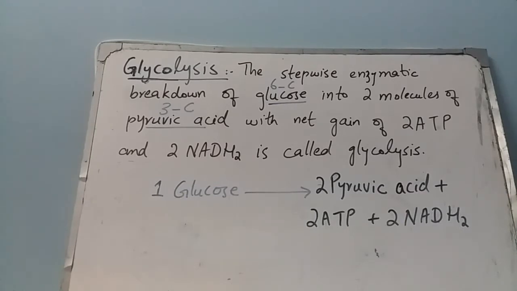Glucose, which is actually a 6 carbon compound, is broken down into two molecules of pyruvic acid, and each pyruvic acid is actually a 3 carbon compound. So at the end of glycolysis, a single glucose molecule is broken down into two molecules of pyruvic acid with net production of 2 ATPs and 2 NADH2.